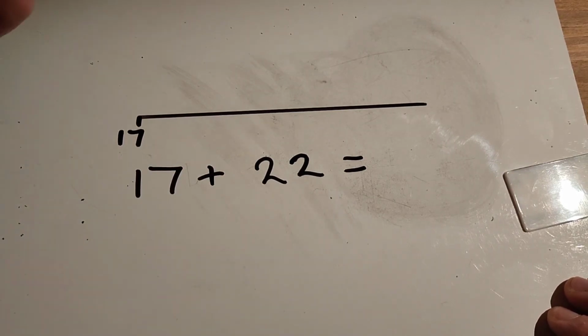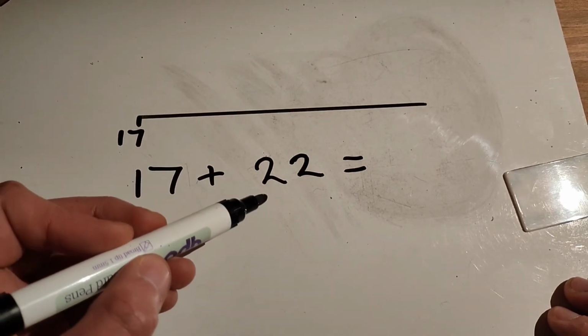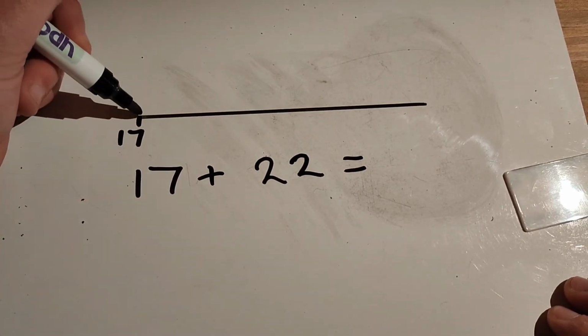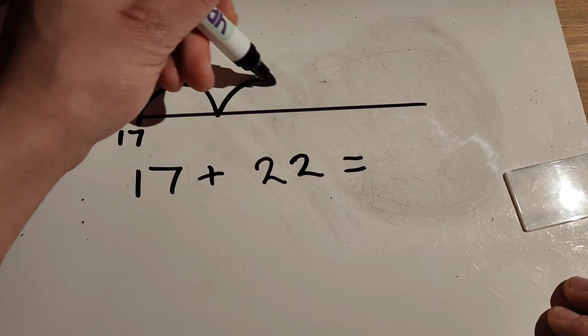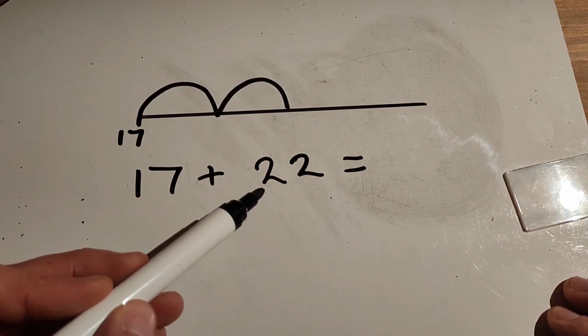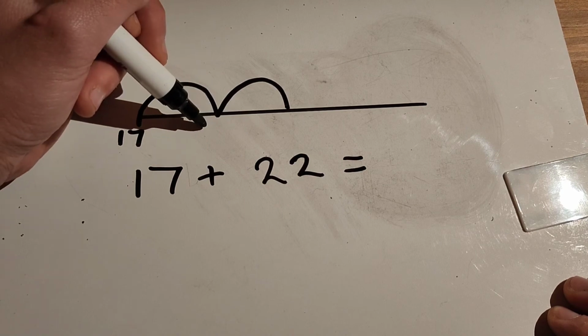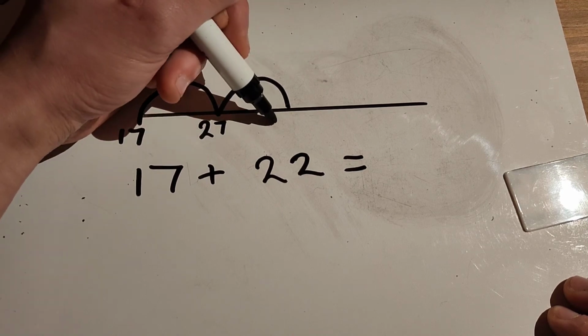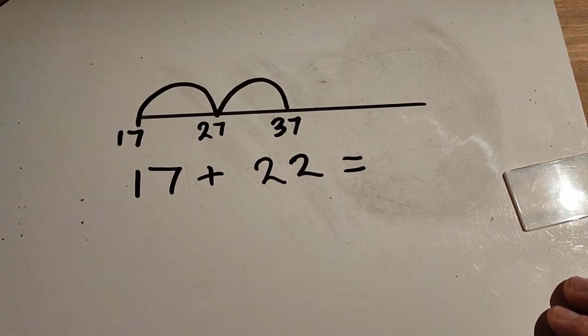Let's start with 17. I'm going to do my tens first. I know I have to jump 2 tens. So we'll go 1, 2 tens. And we know it's 2 tens because there's 2 tens just there. So I'm going to go 27, 37. I'm trying to do this without the 100 square now.